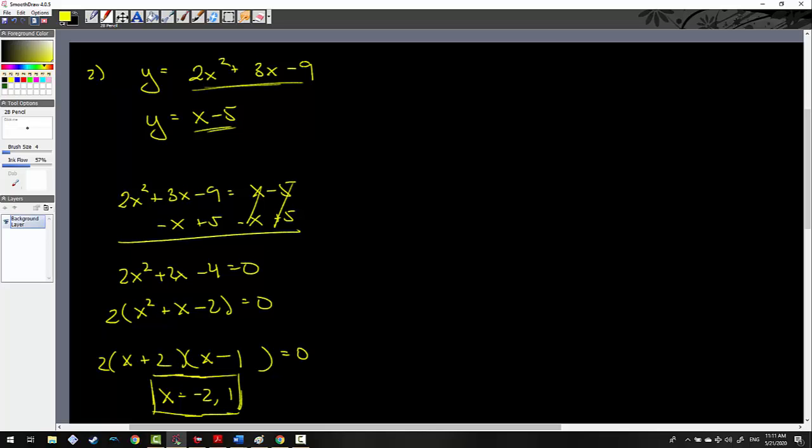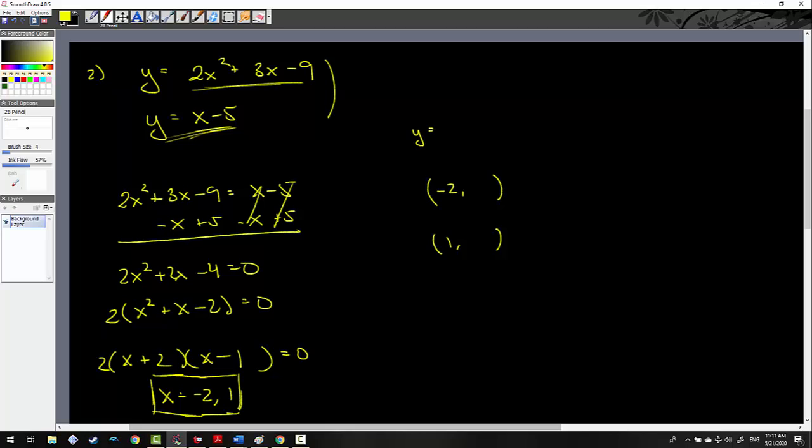So again, which one do I choose? The one that's going to make my life easier is easily the line. Don't try to be crazy here and try and be fancy and solve into the parabola. Before I solve for the line, I'm going to go and set up my coordinates. My coordinates are going to be negative 2 comma something and 1 comma something. I will find those comma somethings by plugging those numbers into the line.